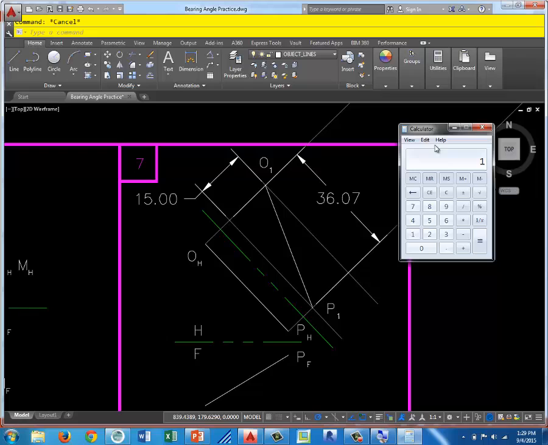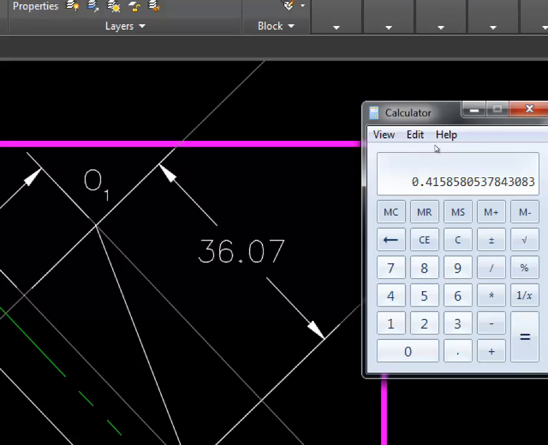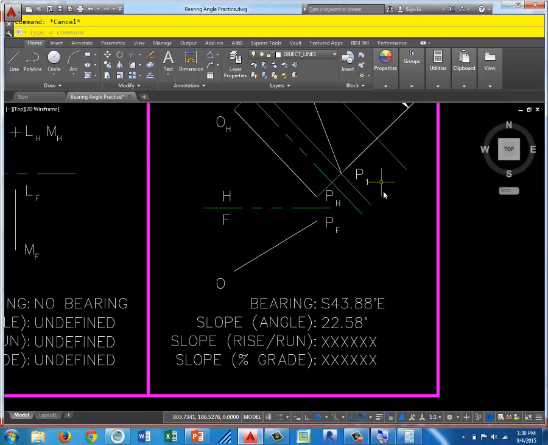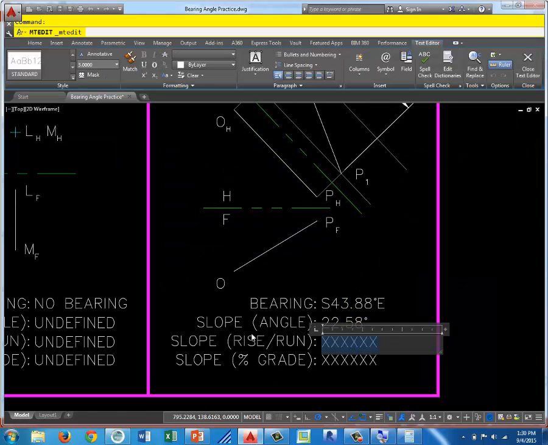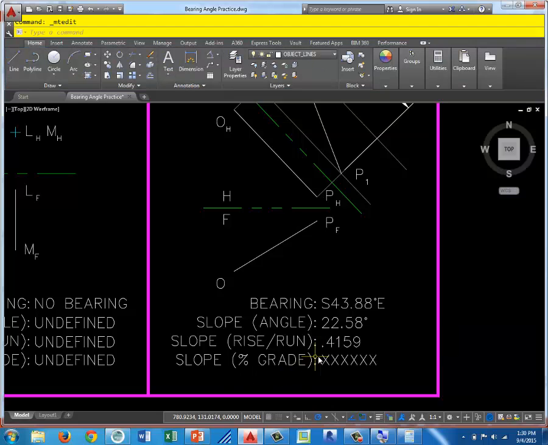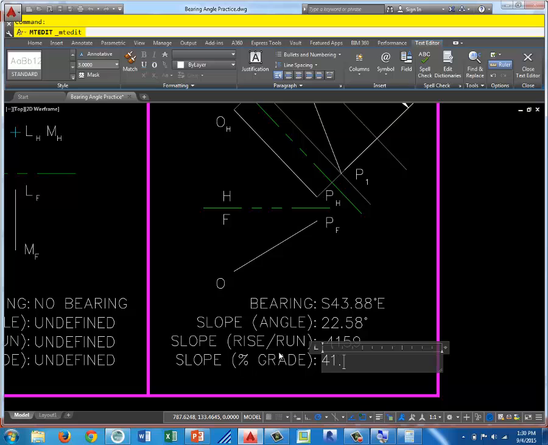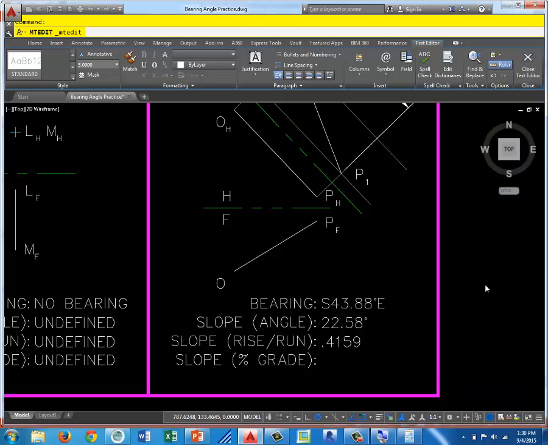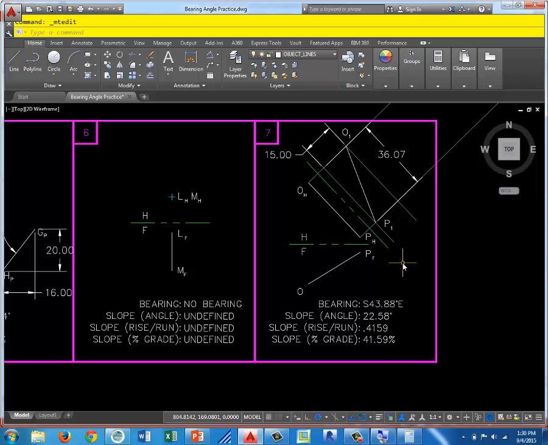So it looks like I've got a rise of 15 divided by a run of 36.07. And typically I'll have you do 4 decimal places on these because I want your percent grade to be in 2 decimal places. So 0.4159 would be my slope as a decimal. And then my slope as a percent would be 41.59%. And then of course you can go through and erase your construction lines.